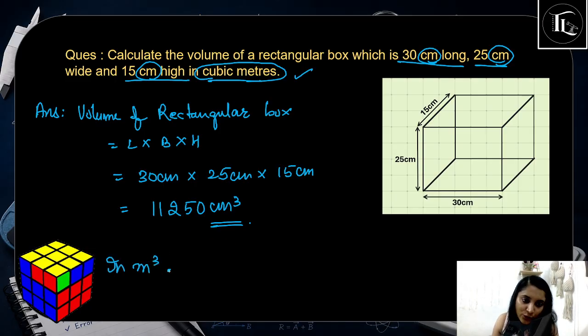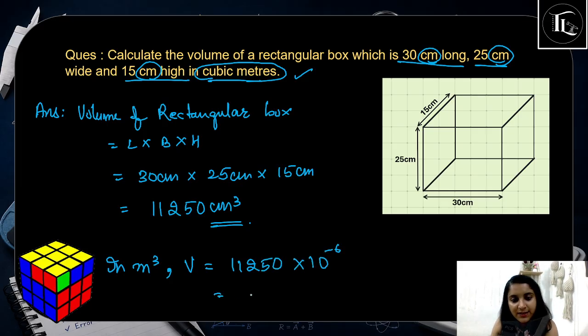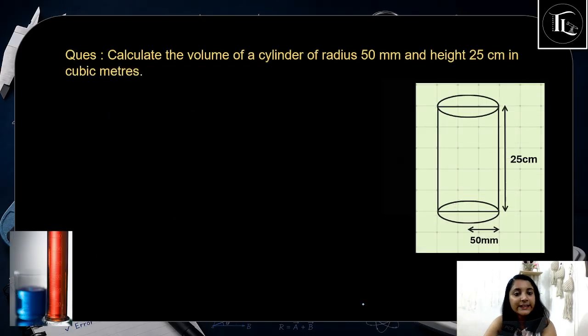So in meter cube, what was the conversion? Conversion was multiply by 10 raised to power minus 6. So volume is equal to 11250 into 10 raised to power minus 6, which is 0.01125 meter cube. Now this is the final answer, and you will get full credit for this. Yes, moving to the next question.